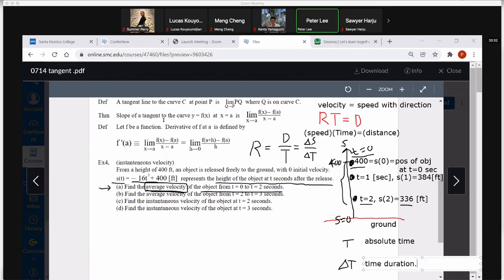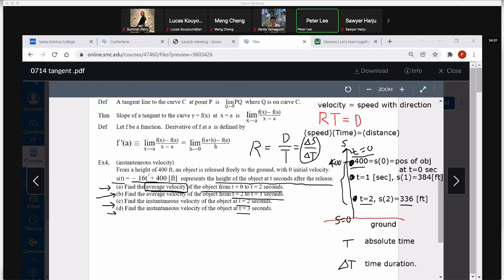Now if you look at part B, find the average velocity of the object from t equals 2 to t equals 3. This one is also delta S over delta t. And after that, we'll be talking about the instantaneous velocity. We find the instantaneous velocity at t equals 2 seconds, and the other one at 3 seconds. So I'm going to talk about that.